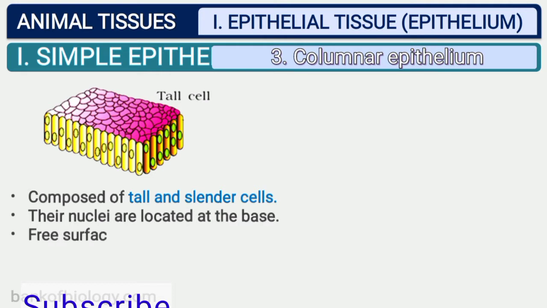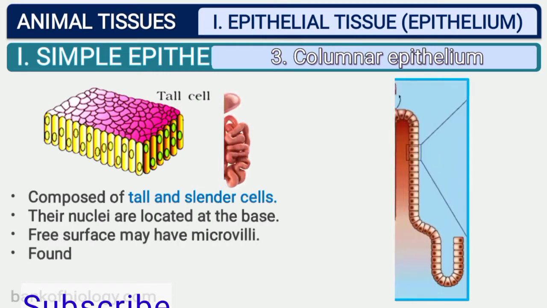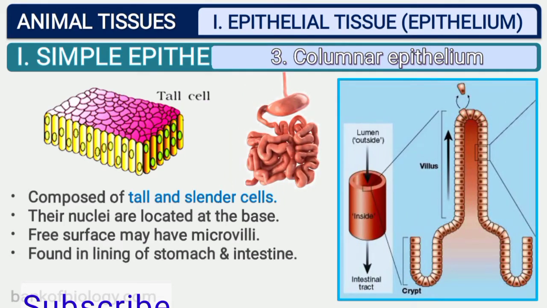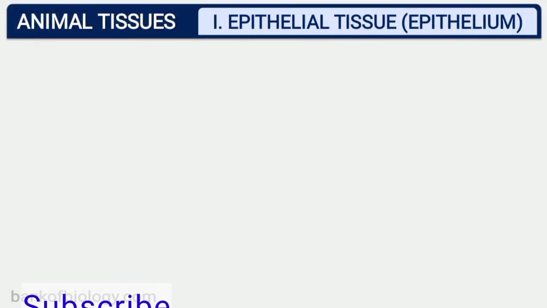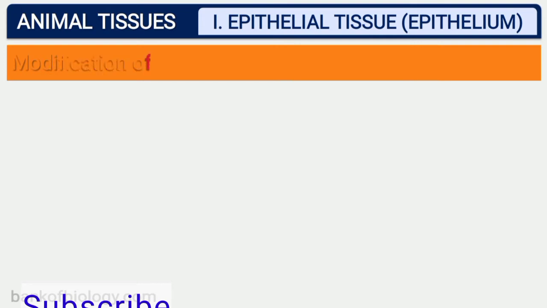Their nuclei are located at the base, means to say their nucleus is towards the downward area. The free surface may have microvilli, small finger-like projections, found in the lining of the stomach and intestine. What is the major function? Secretion and absorption, means to say filtration, secretion, absorption, they are all functions it takes part in.